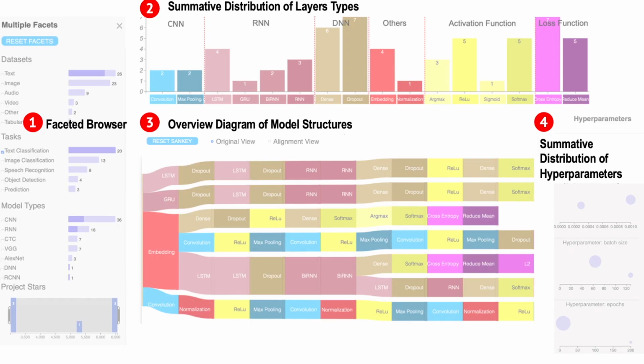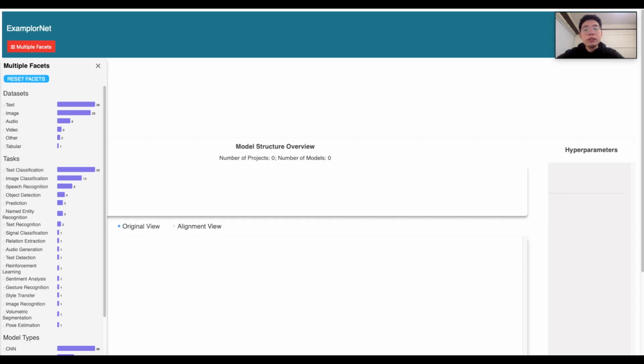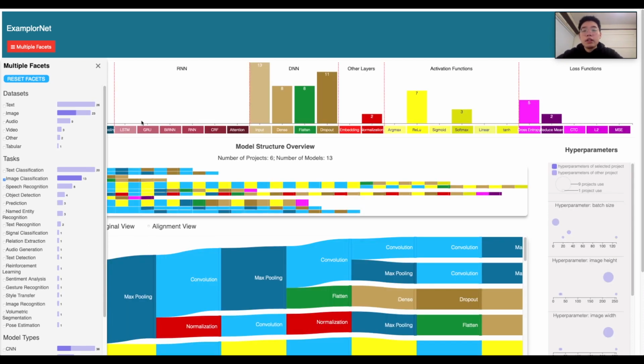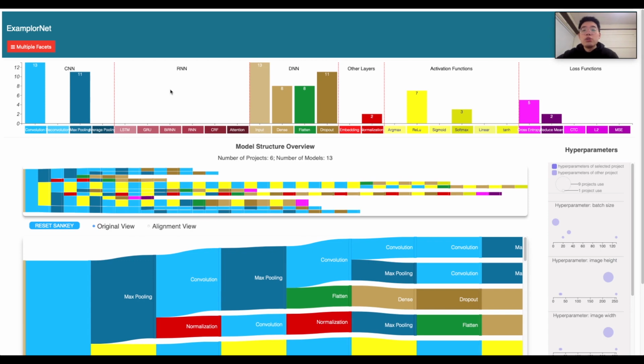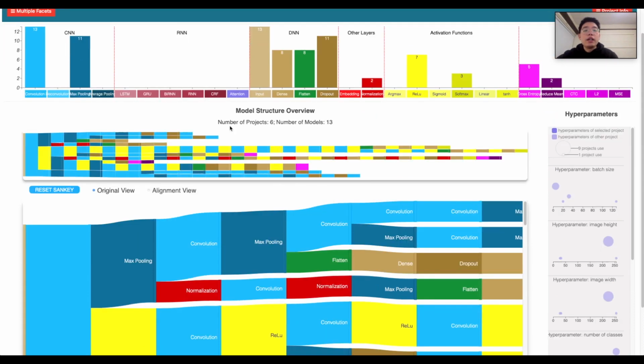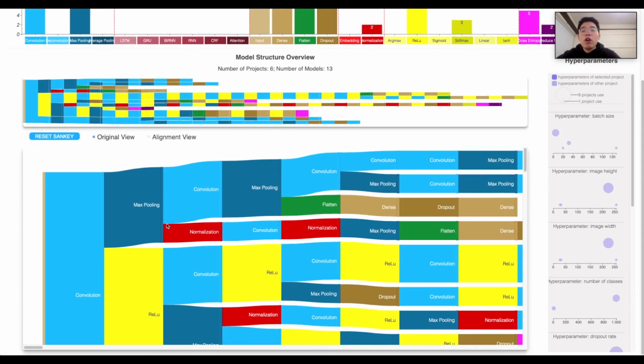Now, I will briefly introduce our interface. Suppose Alex is a beginner in deep learning. He wants to implement a deep learning model for image classification. Instead of using online search, Alex chooses ExampleNet. He finds and selects image classification on the multifaceted browser. He then looks at the distribution of layer types. Alex notices that the majority of projects use convolution layers, but he is still not entirely sure how and where to use them. To figure it out, Alex turns to the overview diagram of model structures.